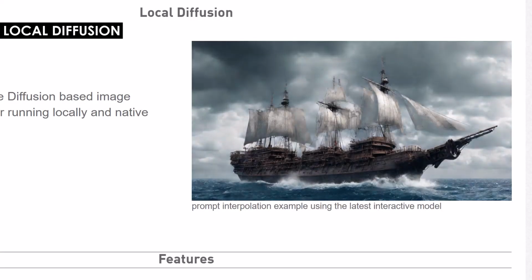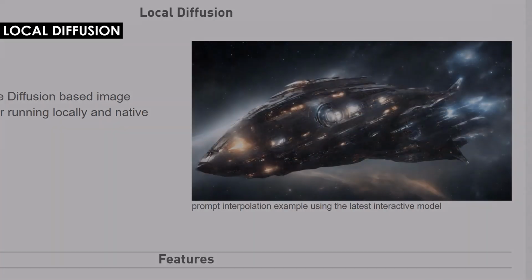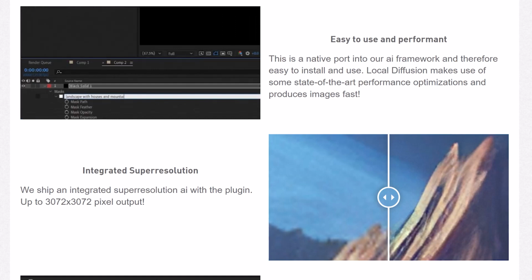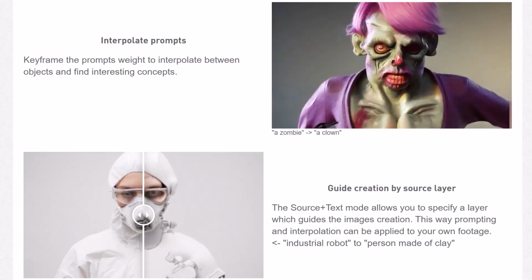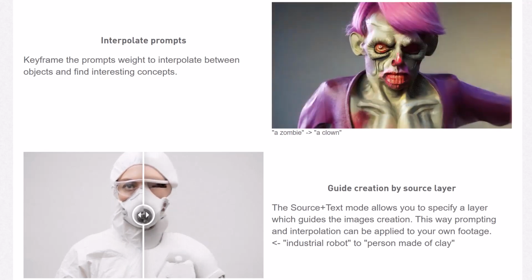Another banger from Blaze is Local Diffusion. This is a text-to-image generator based on Stable Diffusion. The prompting is pretty versatile. They have a simple and effective mechanism where prompts are entered via mask names and can be weighted by the mask opacity. This is wild. You can even keyframe the prompt's weight to interpolate between objects and find interesting concepts.